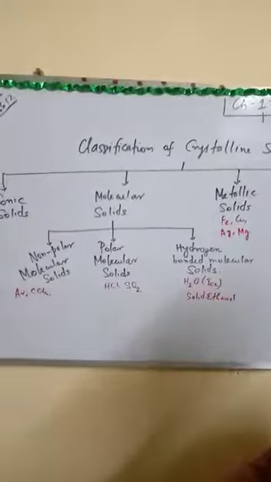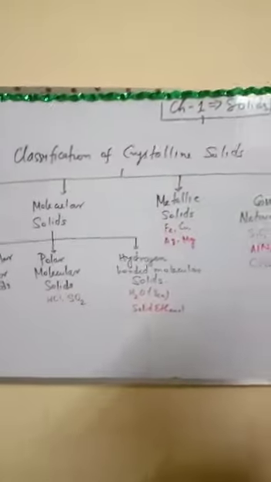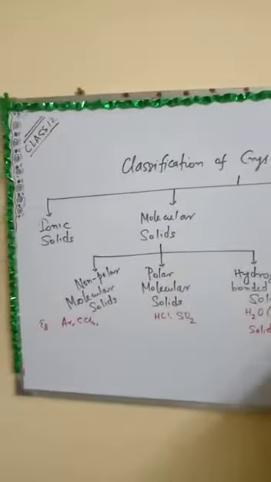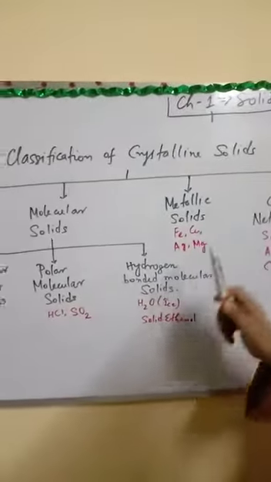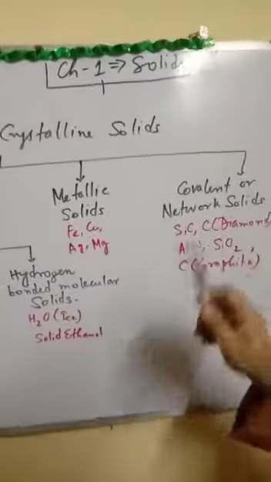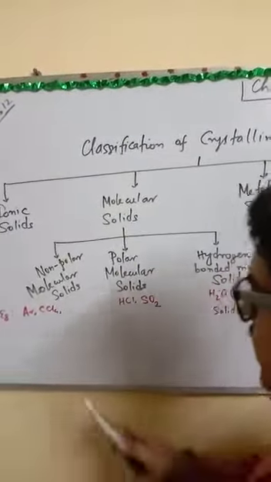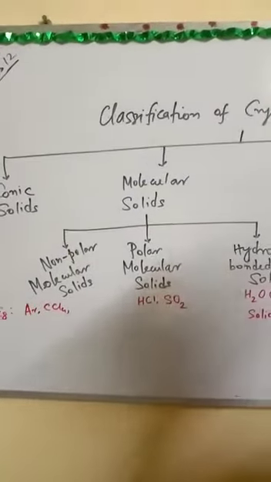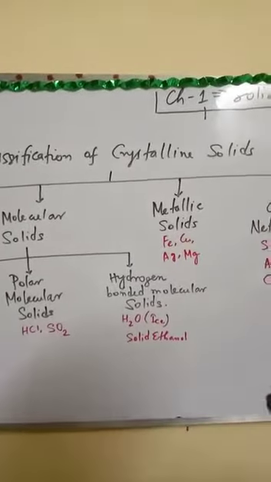So students, we are here to see the classification of the crystalline solids or true solids. True solids are classified in the following way as shown in this divisional chart. First comes the ionic solid, then the molecular solid, then the metallic solids, and then the covalent or network solids. Now here, the molecular solid is again classified into three parts. First, non-polar molecular solid. Second, polar molecular solid. And third is hydrogen bonded molecular solid.